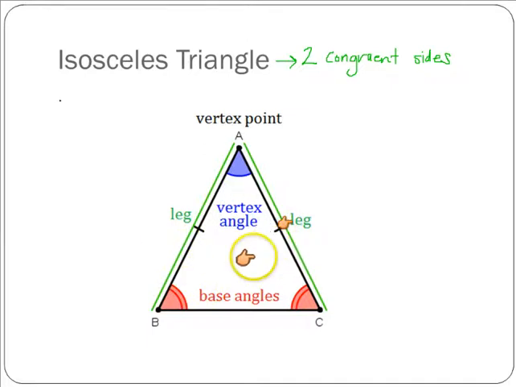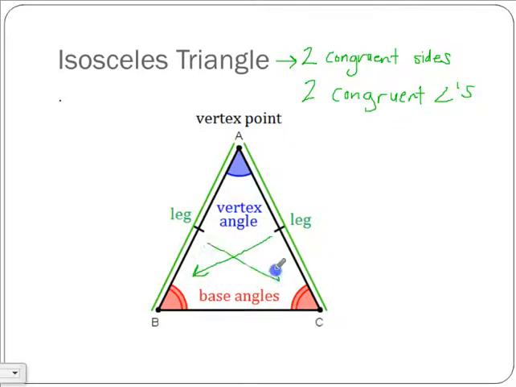So something that we haven't talked about is the base angles of an isosceles triangle. These two angles that are opposite the congruent legs are going to be congruent. So something that's a cool pattern with isosceles triangles is that you're also going to have two congruent angles, and those congruent angles are not just going to be anywhere. They're always going to be opposite those congruent legs. So the angles that are congruent will be opposite the congruent legs.